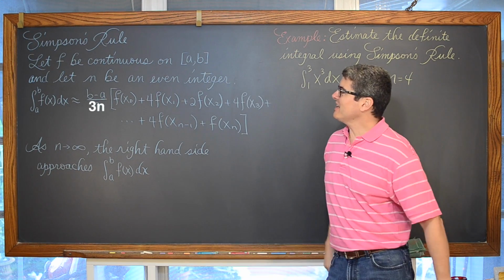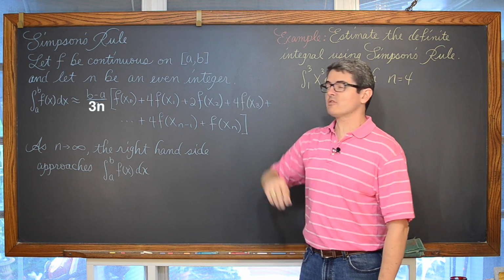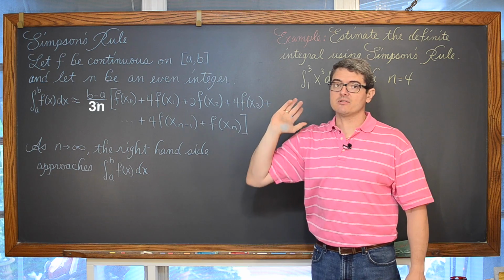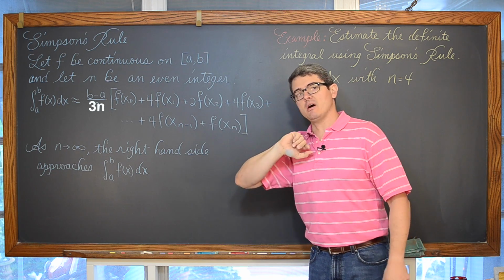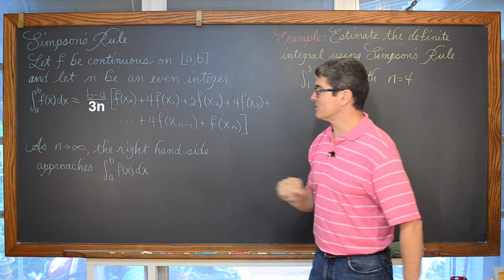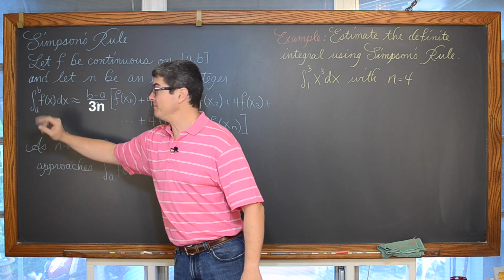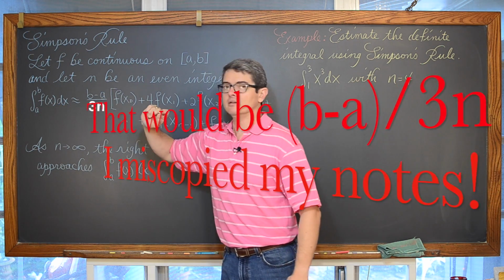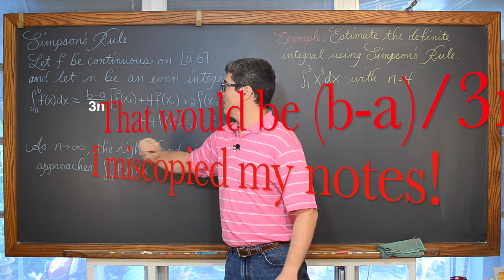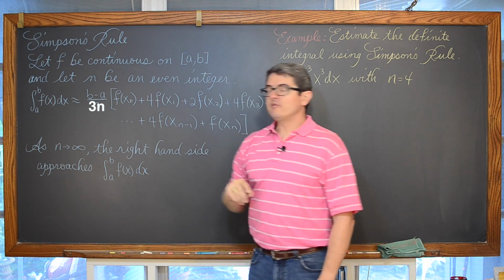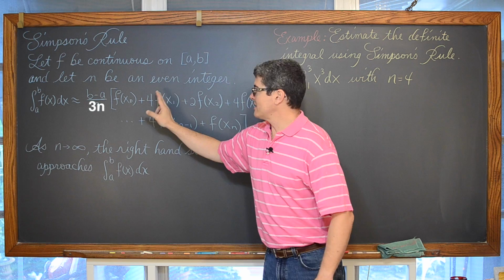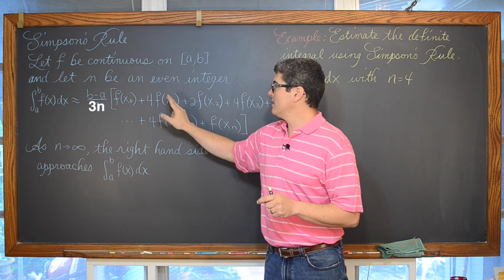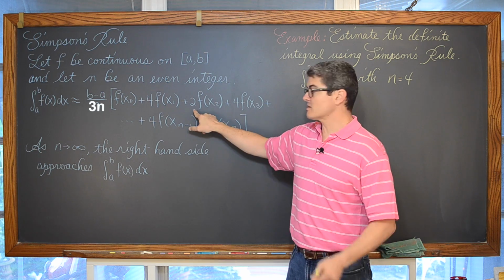Simpson's rule. Let f be a continuous function on the closed interval from a to b, and let n be an even integer, because, as we just showed you, it can't be odd. You need double subintervals. The definite integral from a to b of f of x dx is approximately equal to (b minus a) over n, not 2n like before, times f of x sub 0 plus, where before it was always just 2, it's going to be 4 times f of x sub 1, and then it's going to go back to 2.